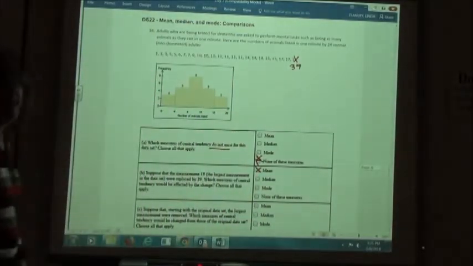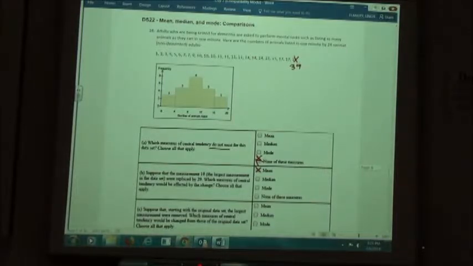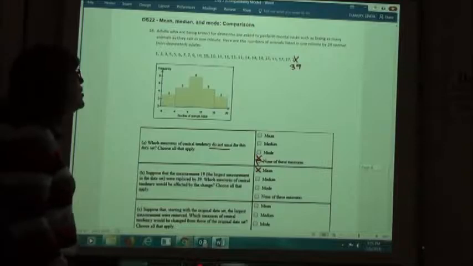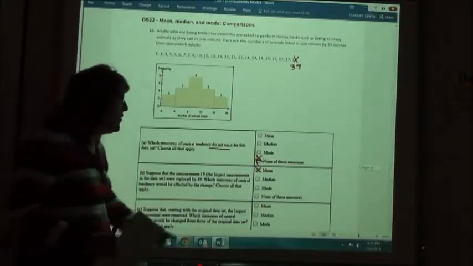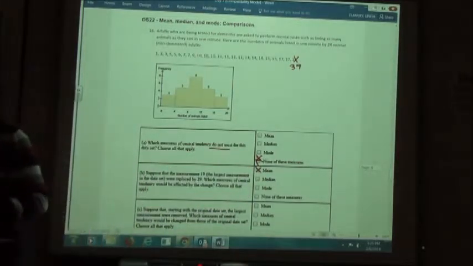My mean's going to be higher. Would it change the median? No, it wouldn't change what the middle number was, right? So the median would be the same. Would it change the mode? Would it change which number occurred the most? No, because it wasn't the 19. So the only one that it really affected was the mean. The mean would be higher.